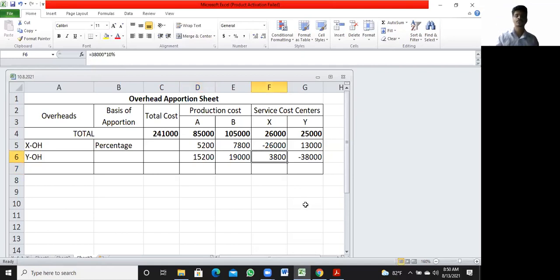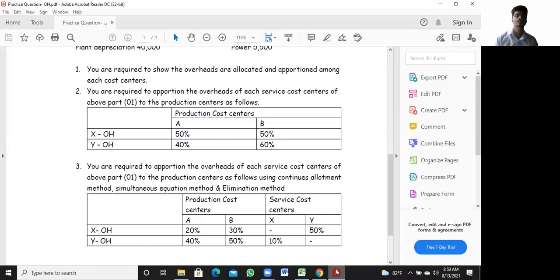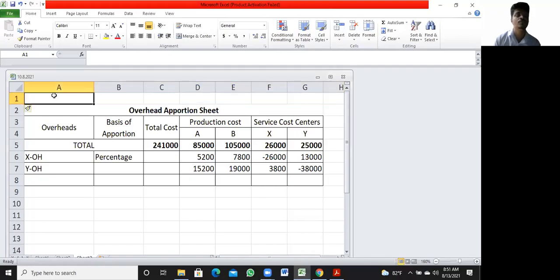Now for that we can have three main methods. One is the continuous allotment method. Second is the simultaneous equation method. Third is the elimination method. Now let's see how to do this according to the continuous allotment method.